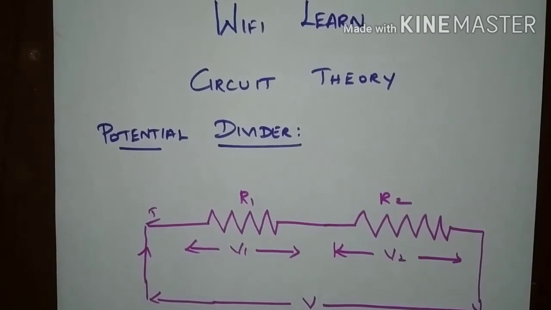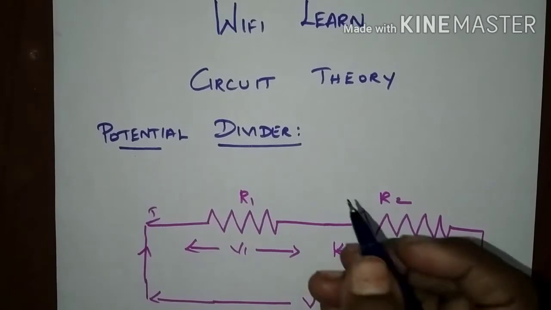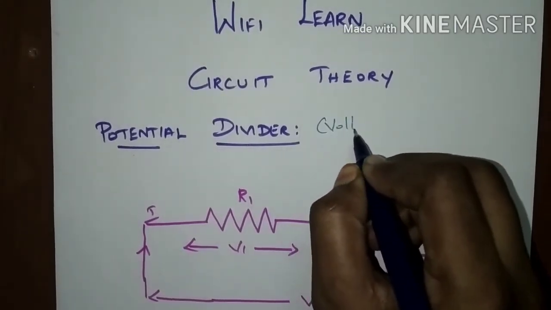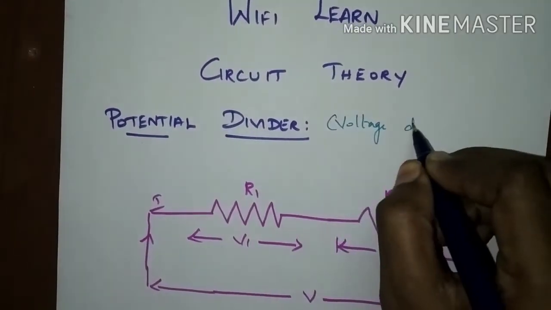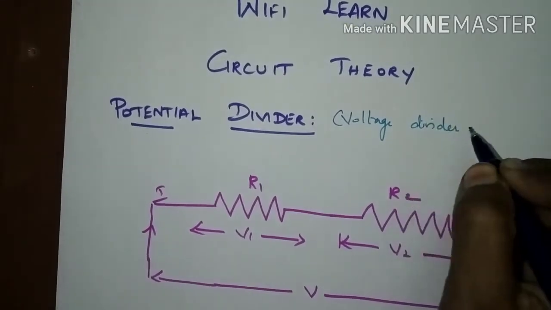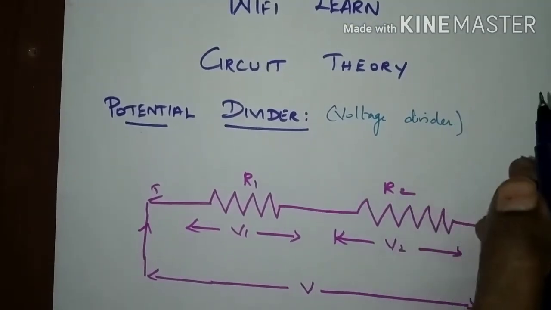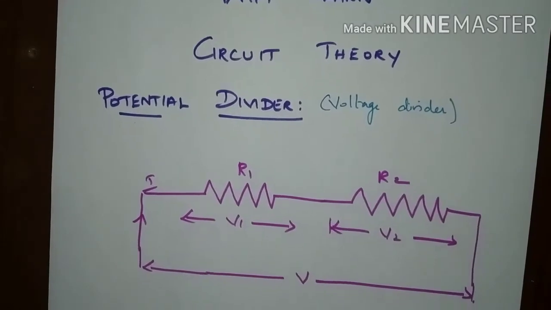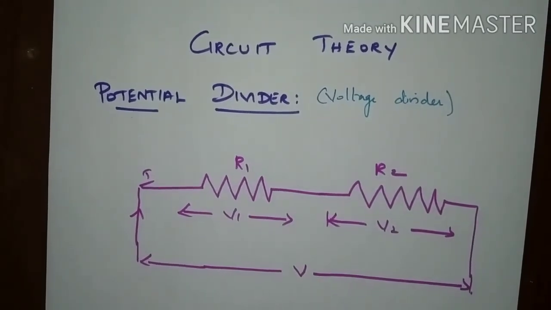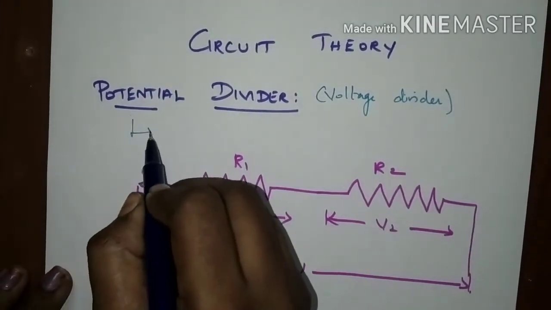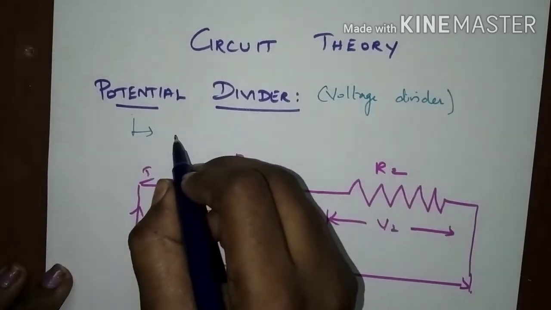In that subject we can see the potential divider. Potential divider can also be termed as a voltage divider. As the name indicates, it divides the voltage; you can find the divided voltage across the elements present in the circuit. A potential divider is a simple passive circuit which is formed by a series connection of elements.